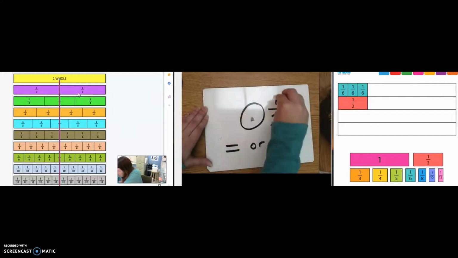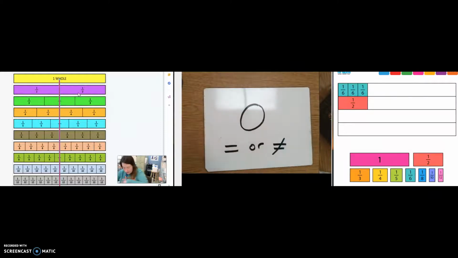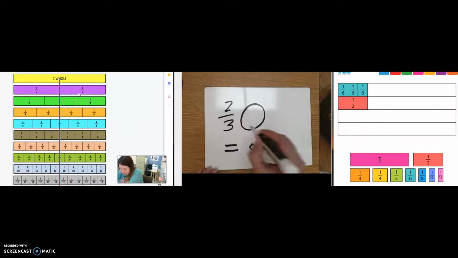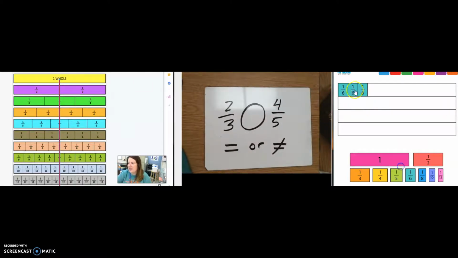Erase this. Okay, let's try 2/3 and 4/5. All right, I'm going to start over here with my fraction pieces first. I'm just going to clear them off by dragging them down to the bottom. You'll do the same thing.